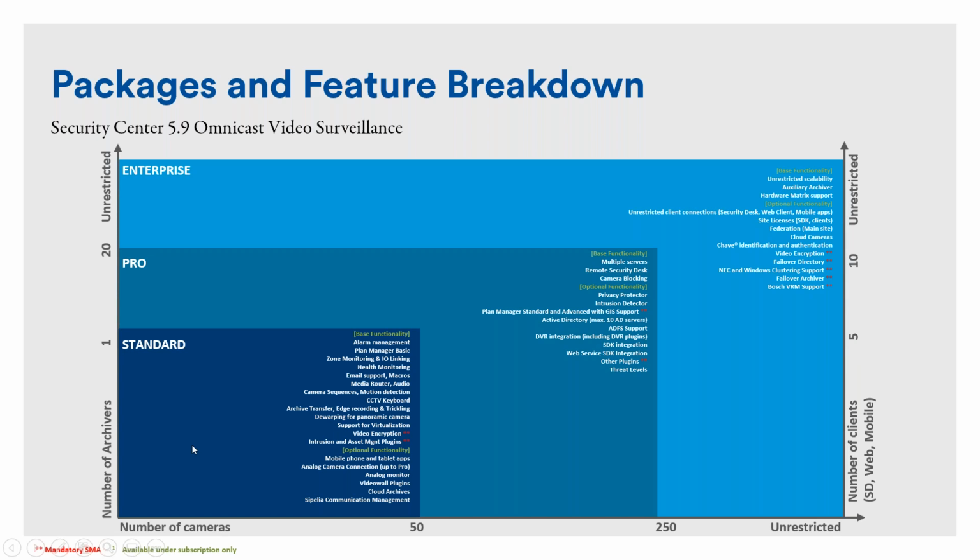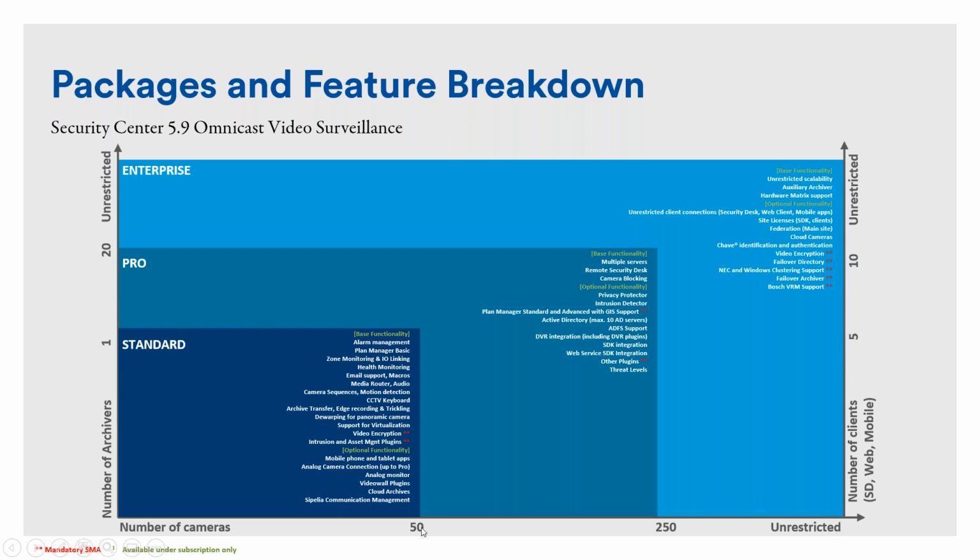So the standard package will support up to 50 cameras, a single archiver, and up to 5 client connections. In addition, we have the base functionality, so alarm management, plan manager, which is the mapping basic, email support, media router, audio, camera sequences, support for virtualization and video encryption, and there are some optional functions as well. So mobile phone, video wall plugins, intercom management as well.